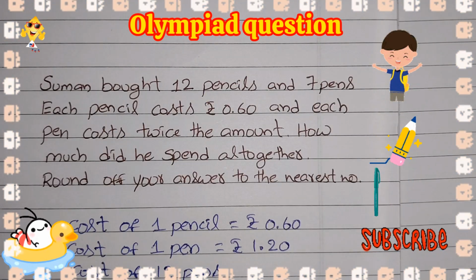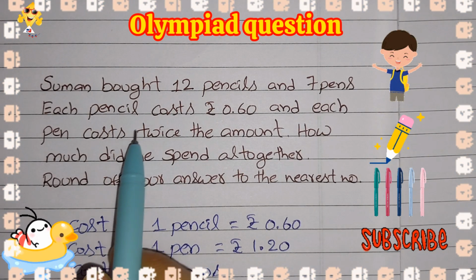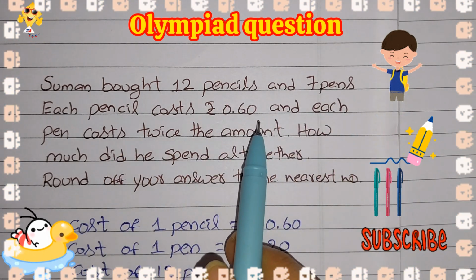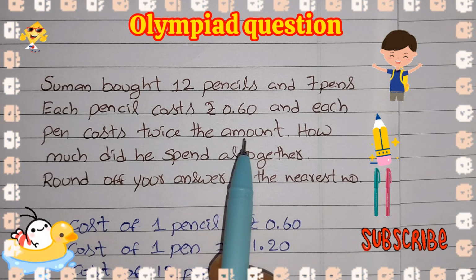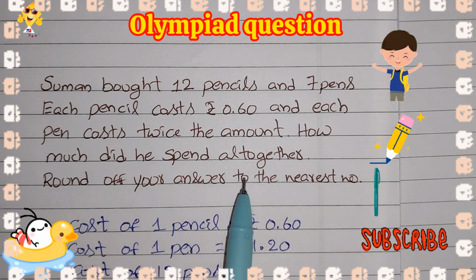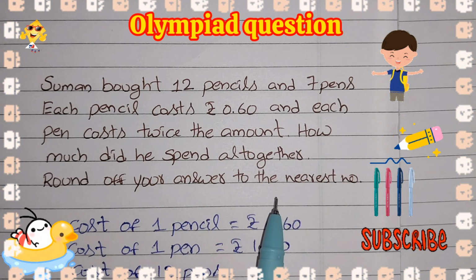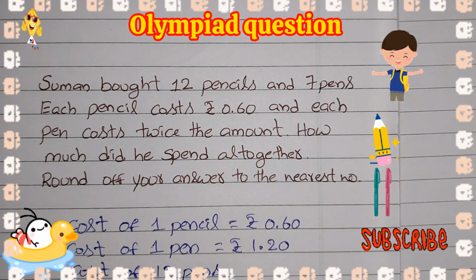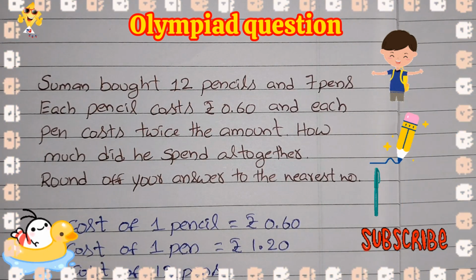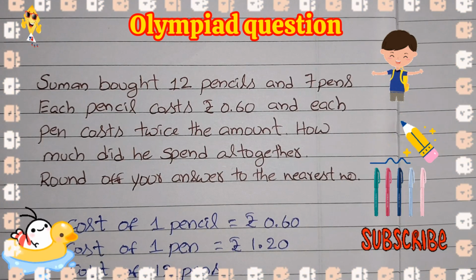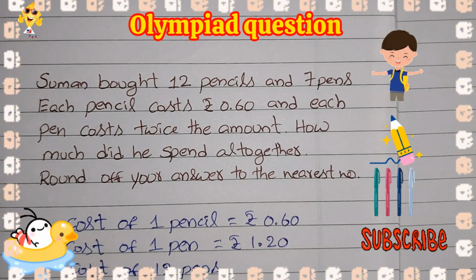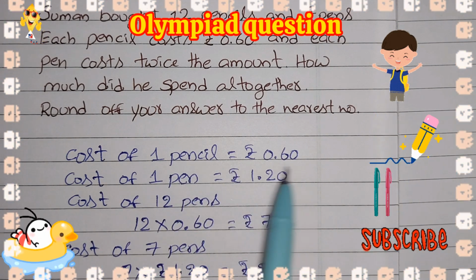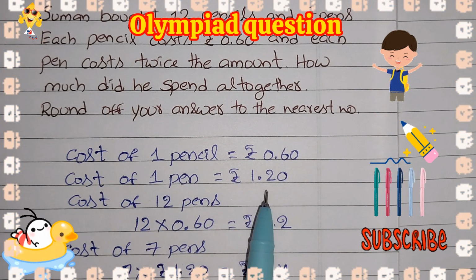The another question is Suman bought 12 pencils and 7 pens. Each pencil cost 0.60 rupees and each pen cost twice the amount. How much did he spend altogether? Round off your answer to the nearest number. So, read the question carefully and understand it, what they have given, what we have to find. We have to find how much money did he spend altogether. So, let's see how to solve this problem.